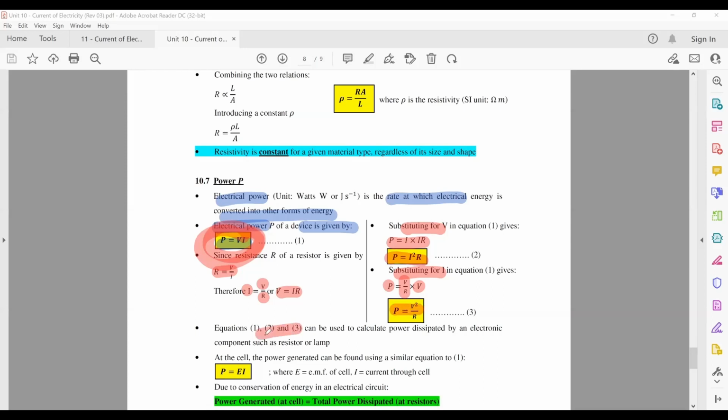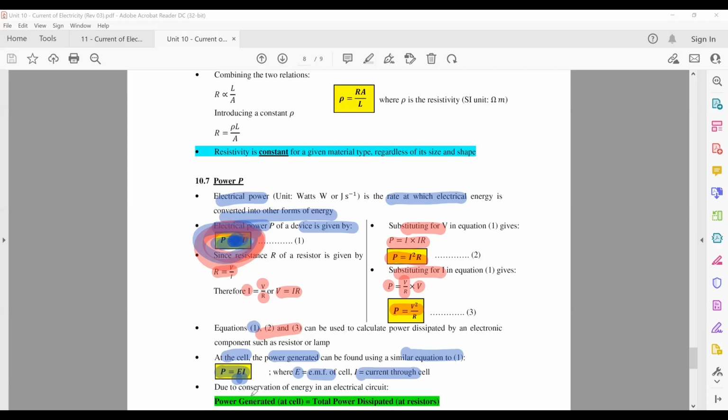These three equations will normally be used to calculate power dissipated in an electronic component like your resistor or your lamp. Now, specifically for a cell or a battery, the power generated can be found through a similar equation to equation 1, where instead of P equals VI, we use P equals EI, where E is the EMF. The equation 1 here is using V, the PD. This equation here is using E, the EMF, and I is the current through the cell.